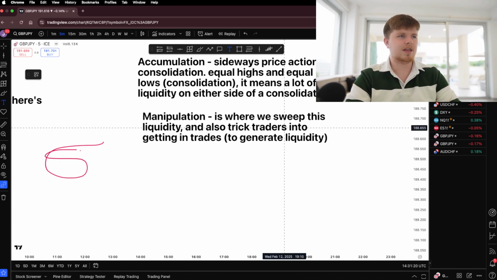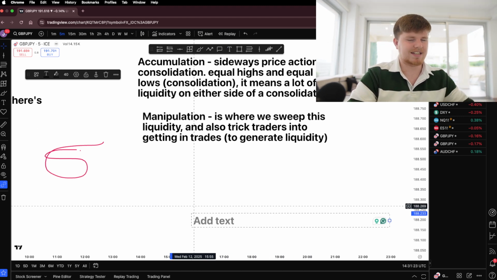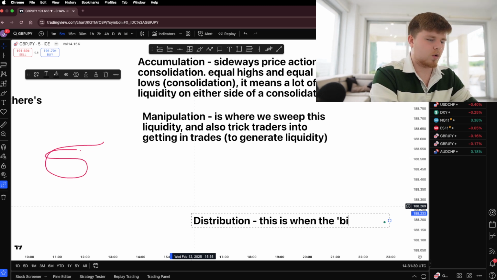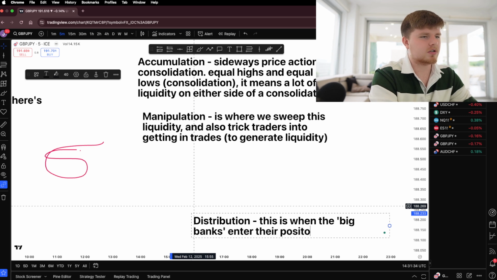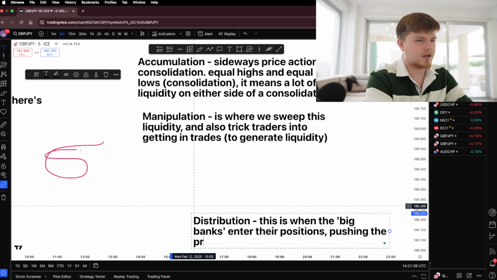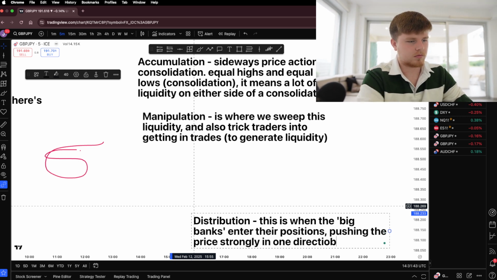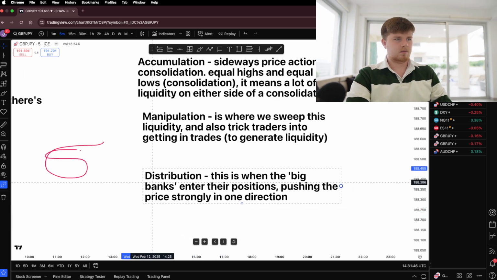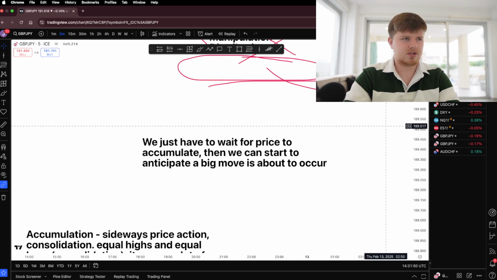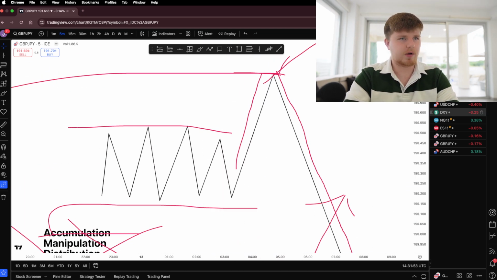So the manipulation is where we sweep liquidity and trick traders into getting into trades. Then the distribution phase, which is what we want to catch. This is when the quote unquote big banks enter their positions, pushing the price strongly in one direction, okay? And it's literally as simple as that. That's what AMD is, and that's how you want to catch the big moves.